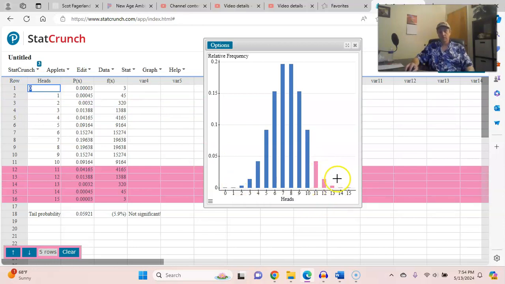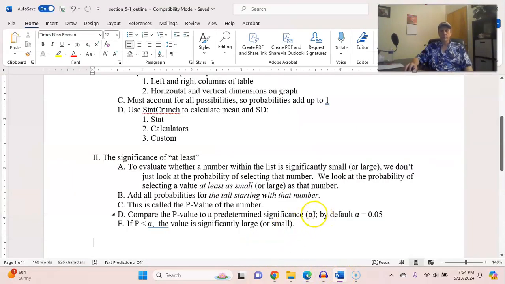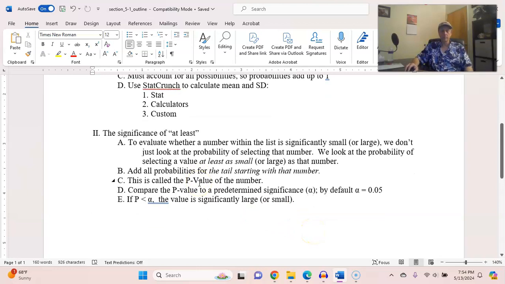Now, to decide whether the tail is small, unusual enough, we have to compare it to a significance level that is determined in advance. And again, the default would be 0.05. Sometimes it ranges between 0.01 and 0.1. But there's a name for that significance too, and that's alpha. The symbol for significance is alpha. So we're learning a bunch of really meaty new concepts here. P-value, significance alpha. If the p-value is less than alpha, that tells us that the value is significantly large or small. This is a lot to think about.